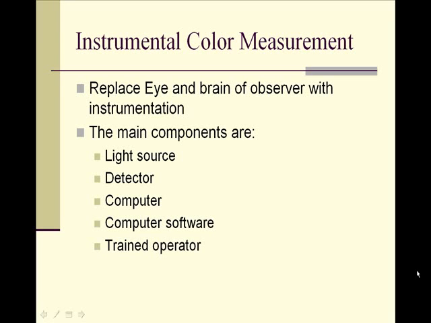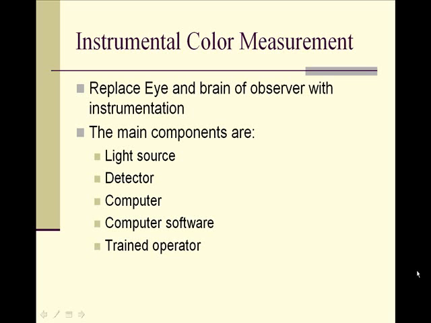So the light source is kind of similar to what we use in visual observation, but instead of our eye, a synthetic or electrical detector is used to replace our eye. Also, there needs to be something to replace our brain, so we use a computer and computer software to do that. And the one last component that many times is left out of this equation is a trained operator.